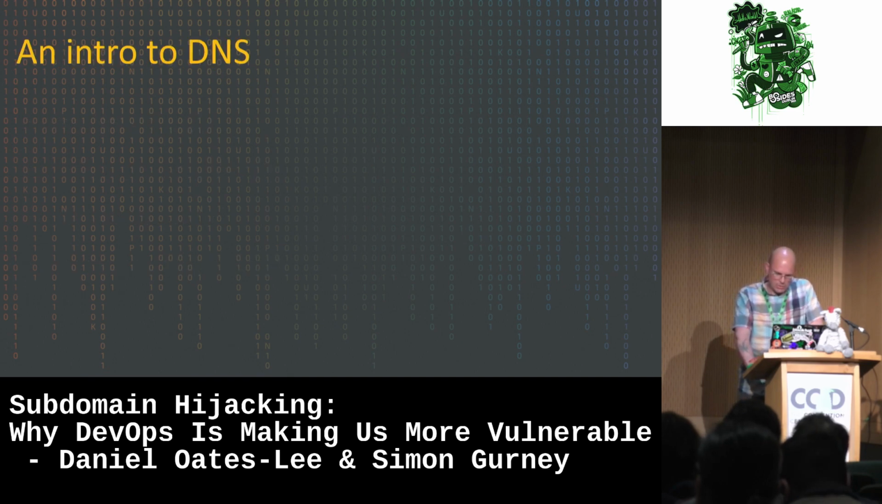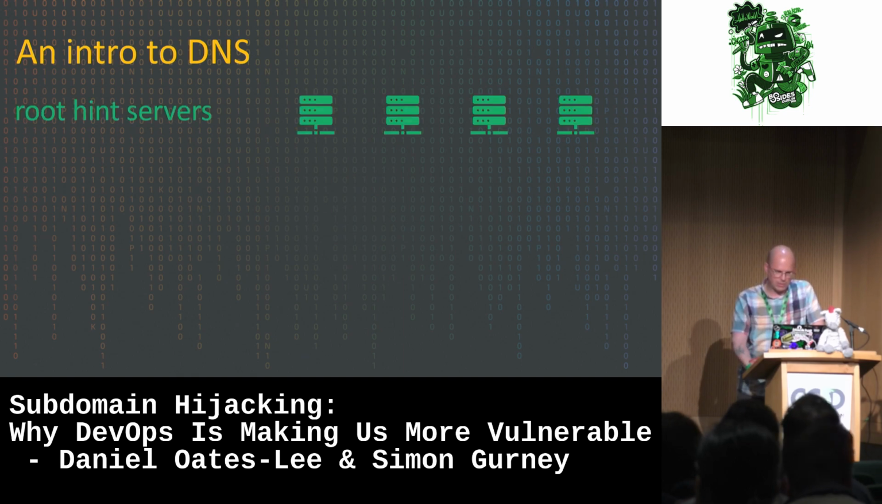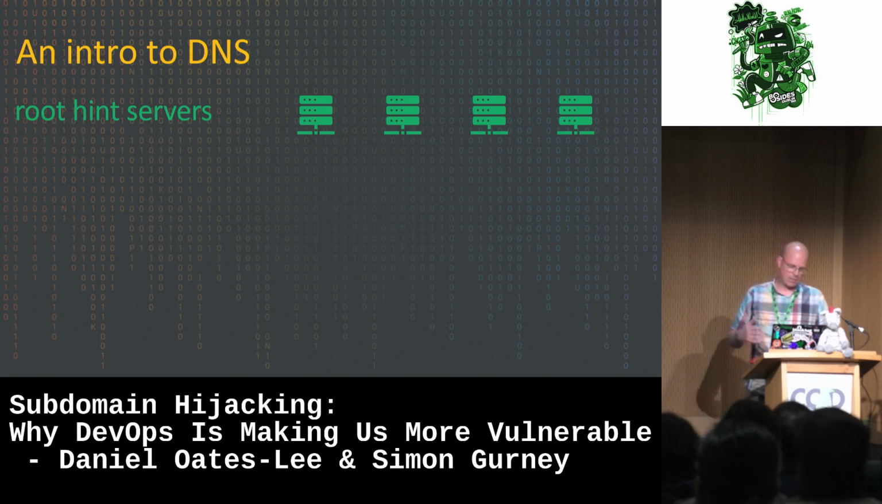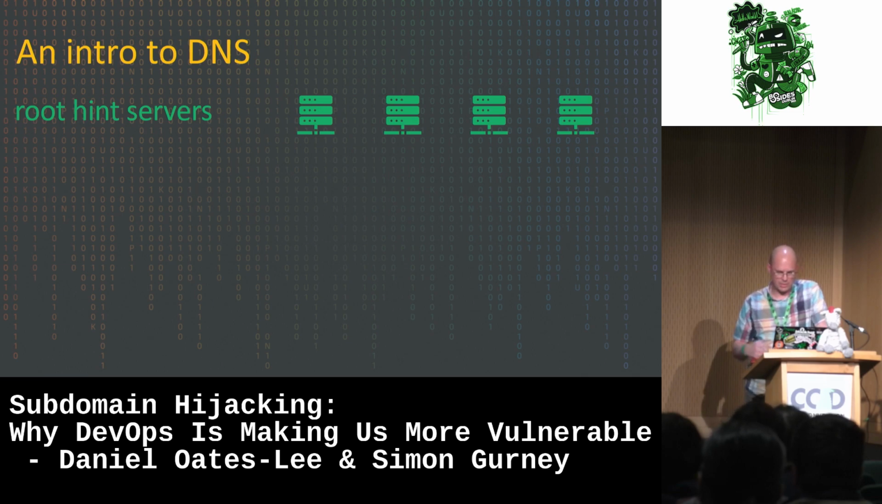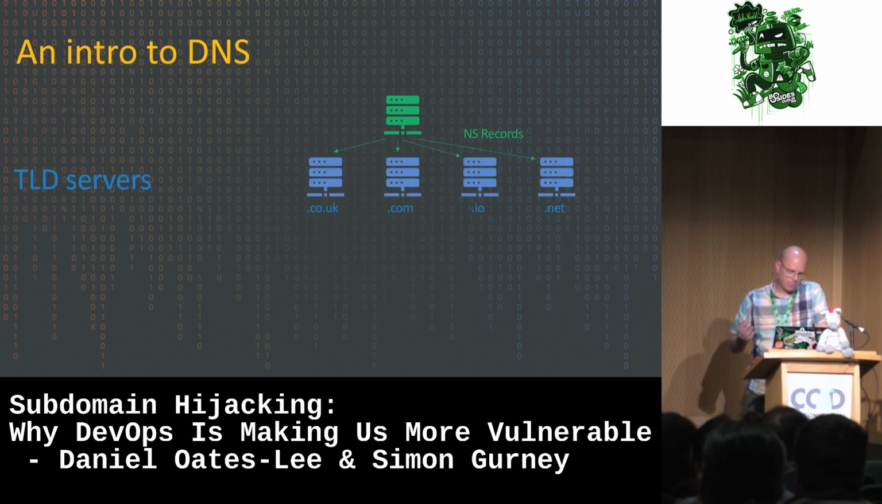So, a quick introduction into how DNS works. Basically, DNS has 13 root servers. Most of them are stored in the US. And these hold the TLD NS records. So these are like the .co.uk's, .coms, .ios, whatever the TLD DNS name is. Then from there you filter down to those name servers where you would generally go and buy your domain that you're interested in.